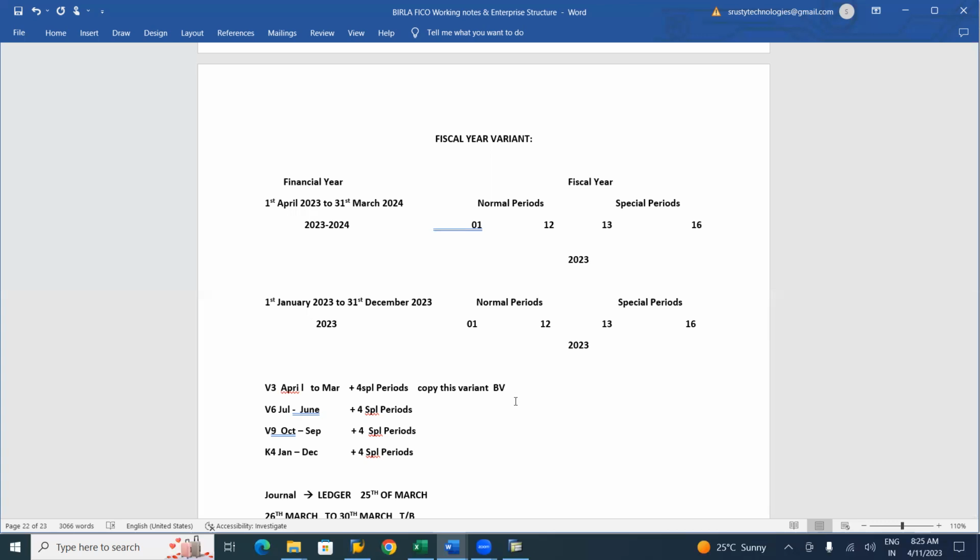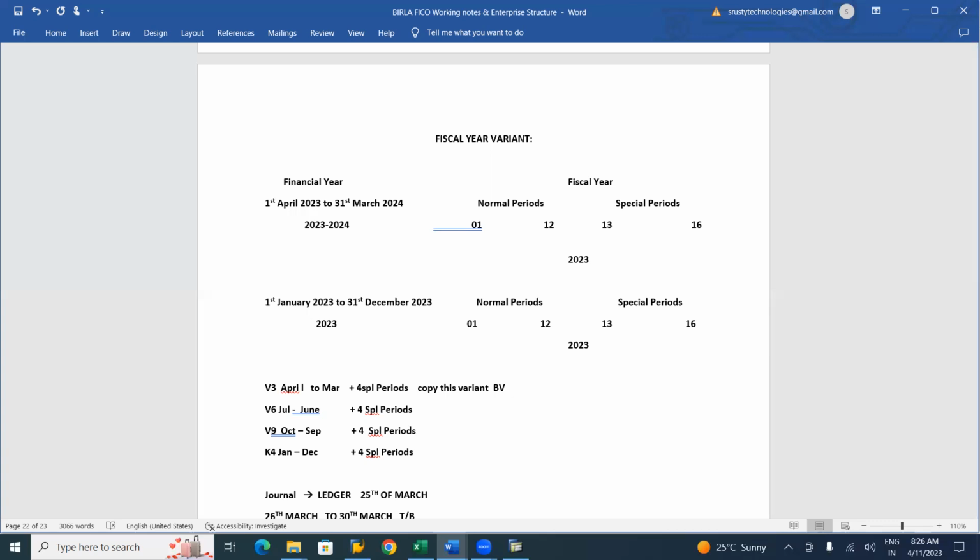Is this clear, everyone? In real time also, consultants copy the standard variant and give their own name, or the majority of companies follow the SAP standard variant as it is. SAP has given a standard so that, instead of wasting time, they can copy it or use the standard variants directly. Any questions here? So we are going to copy V3. Our company is Birla, so we give BV. Is this clear, everyone?